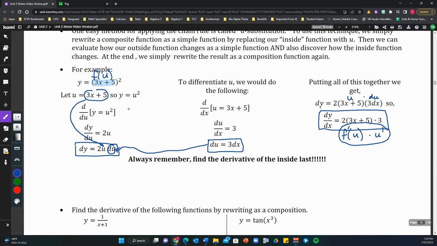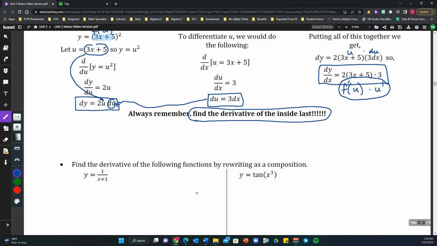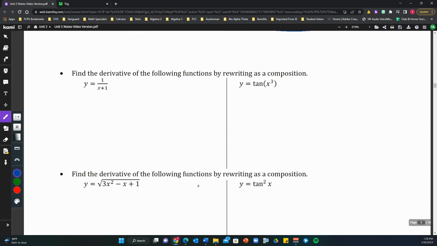But the biggest thing to remember with chain rule, when you're taking the derivative of a composite, is don't forget to find the derivative of the inside. We always have to have that extra factor for u prime at the end of our answer. All right, so let us try some.